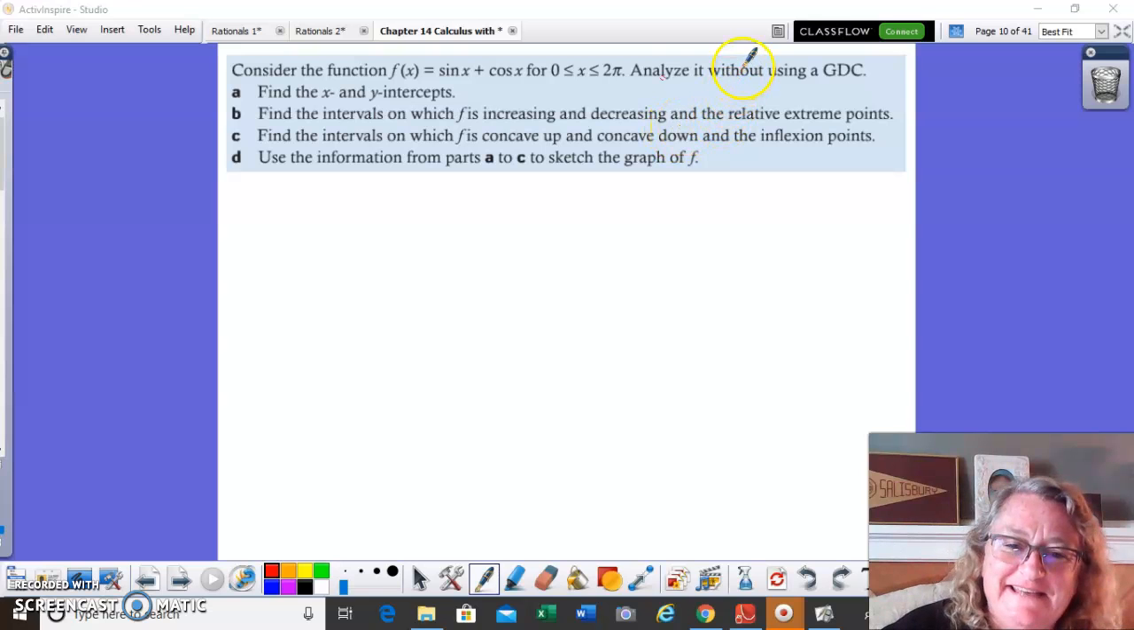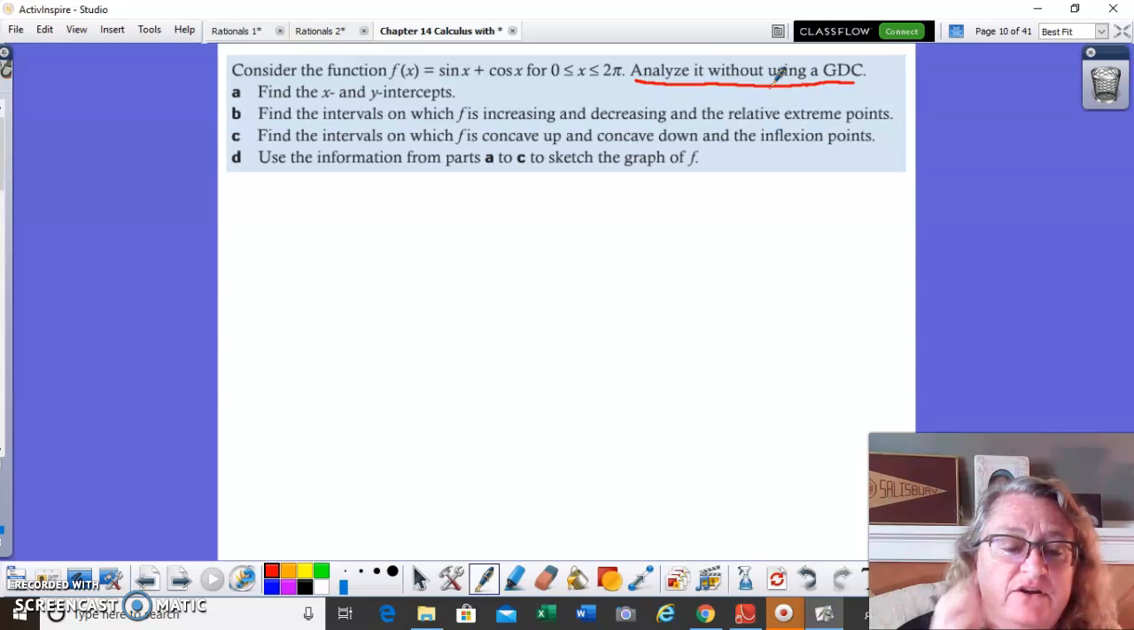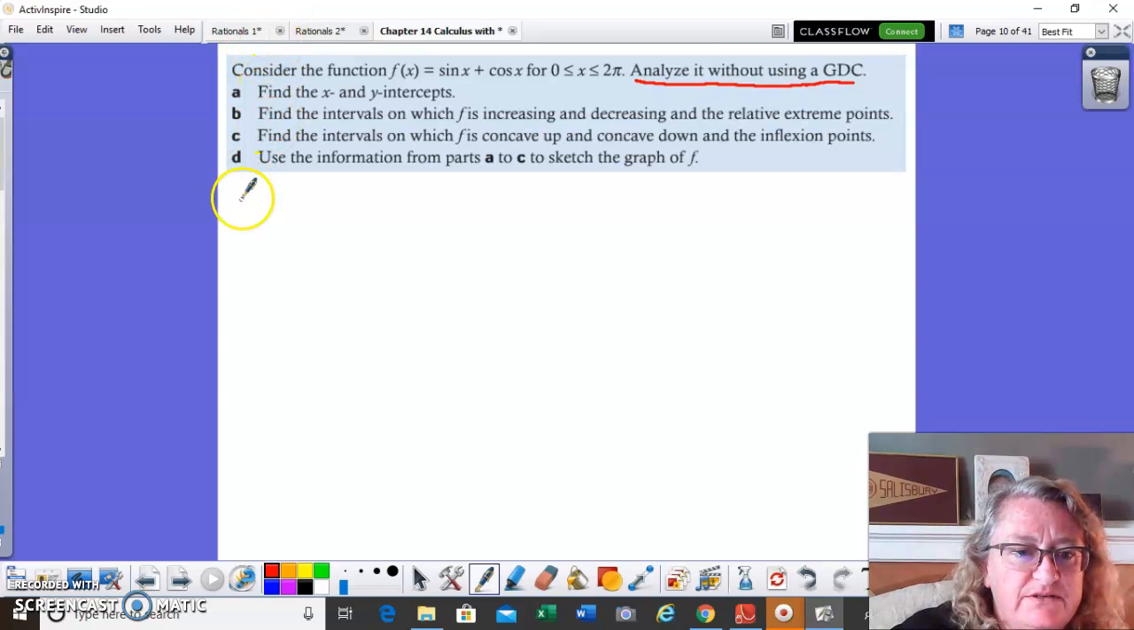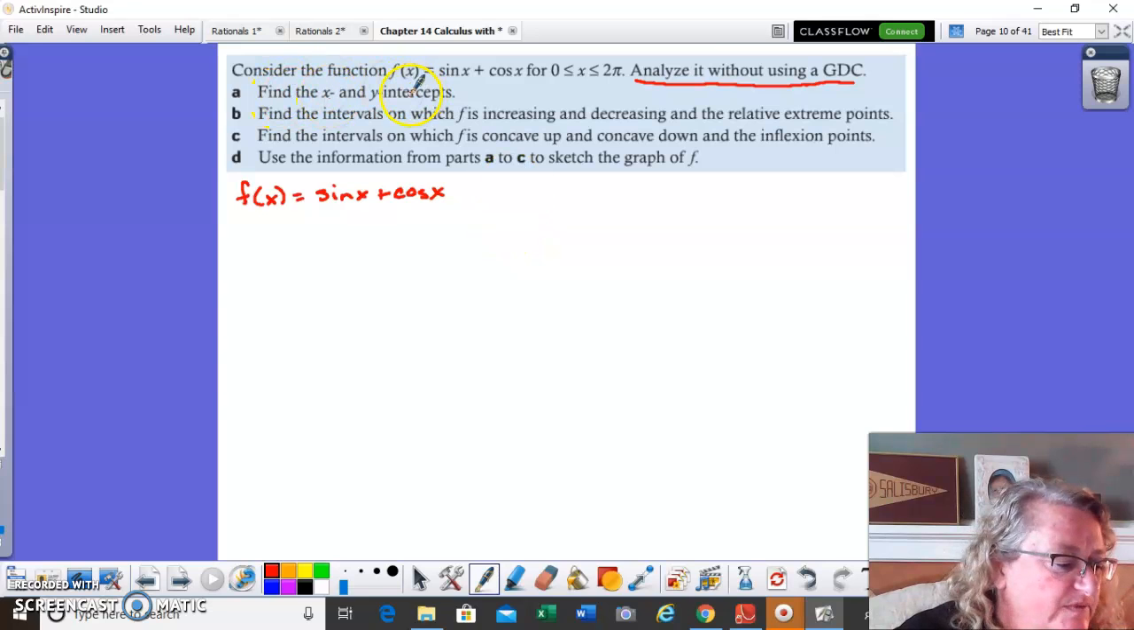All right, this example, you gotta love it when it says analyze without using your calculator. So we can't graph it to find out this information. So we have to kind of rely on our own abilities here. So my function is f of x equals sine x plus cosine x. All right, that doesn't look too bad, right? Find the x and the y intercepts.